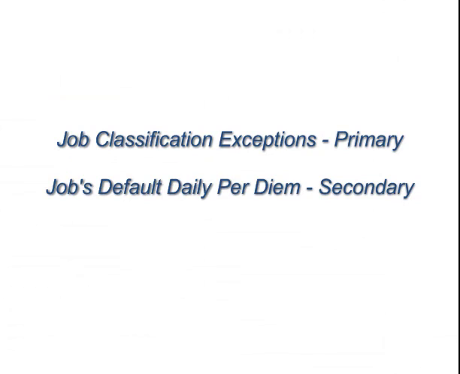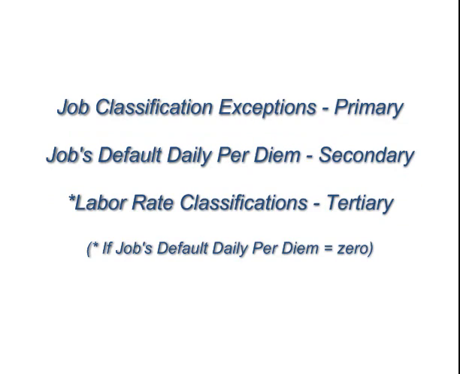Again, the jobs classifications exceptions supersede the jobs default daily per diem. And the jobs default daily per diem supersedes the employee's labor rate classifications per diem or a selected labor rates classifications per diem unless the job's default daily rate per diem is 0.